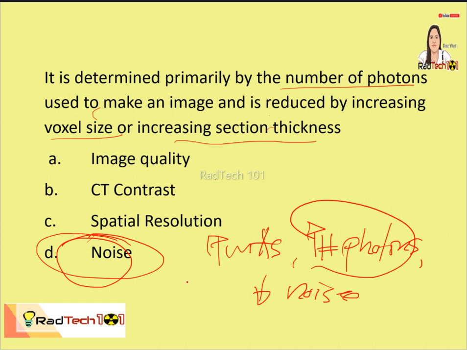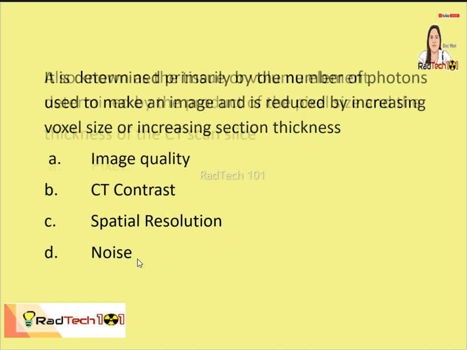So, we can also reduce noise by increasing the voxel size, or we can also reduce the noise by increasing the section thickness. So, it depends kung ano yung gagamitin mo na parameter. Either you increase with the MAS, or you increase with the voxel size, or you increase with the section thickness.